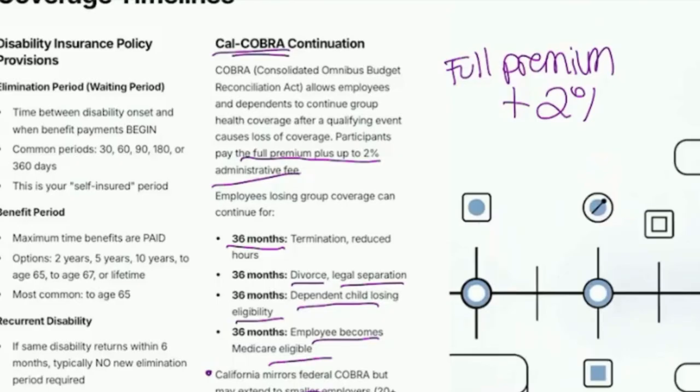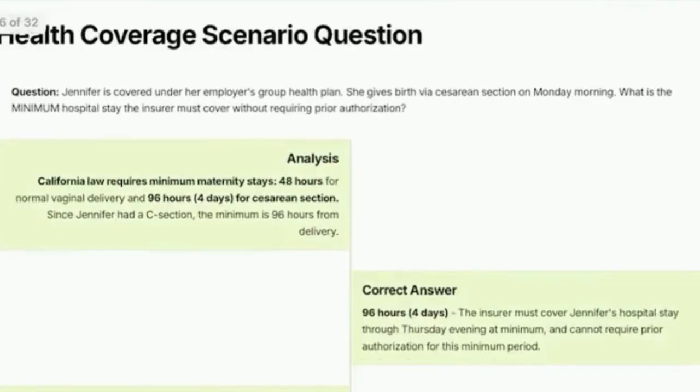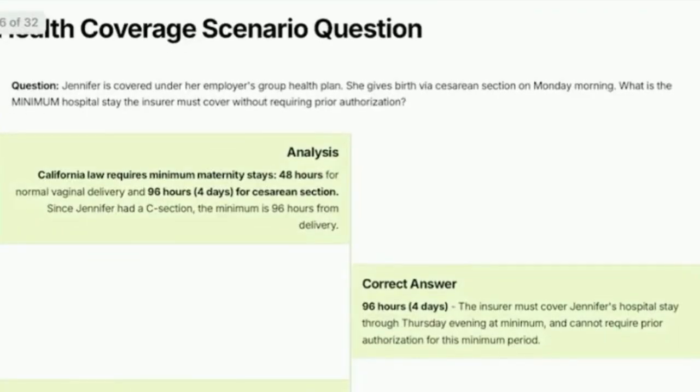All right, so health coverage scenario question. Jennifer is covered under her employer's group plan. She gives birth via C-section. When you're seeing that, automatically some numbers should be popping in your head. On Monday morning, what is the minimum hospital stay the insurer must cover without requiring prior authorization? So what would the answer be? 96 hours, right? Because she had a C-section.